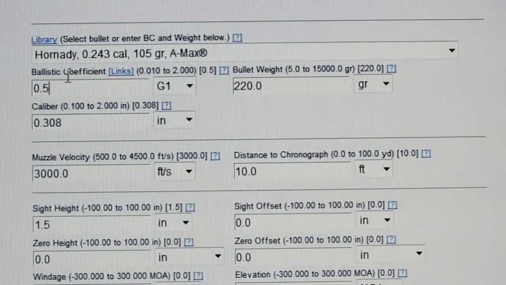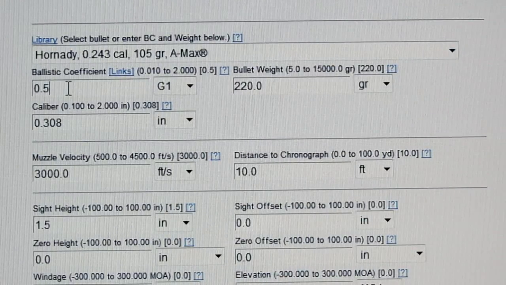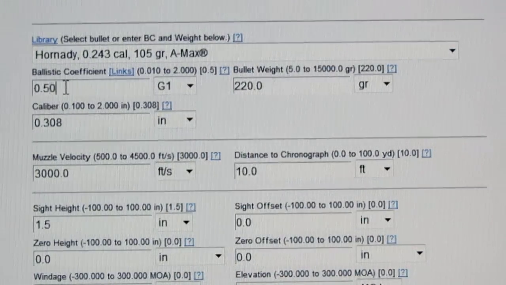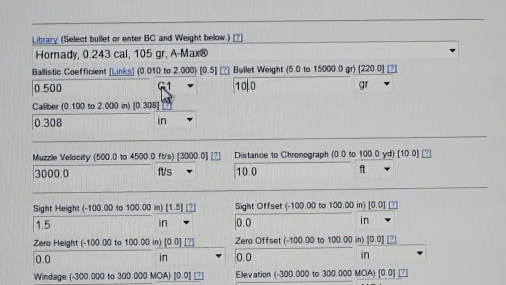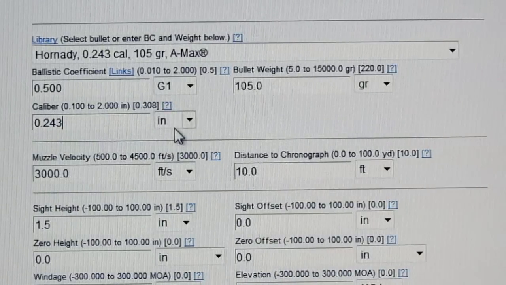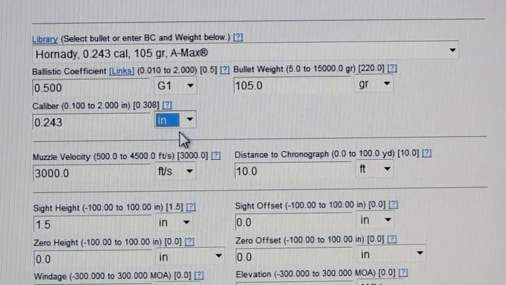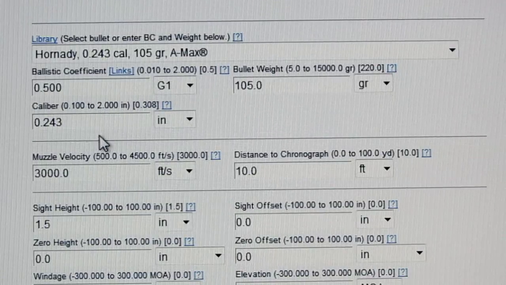And the next thing I'm going to fill out here, even though it already might know what the ballistic data is, just to make sure, I'm going to type in the ballistic coefficient, which is 500 for the AMAX, and the weight is 105 grain. The caliber is 243 inches. You can do metric, but I'd prefer inches there, whatever it's in.